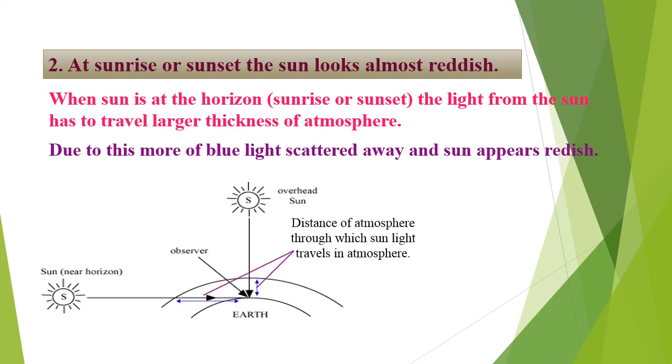See the distance of the atmosphere through which the sunlight travels. At midday, the distance traveled through the atmosphere to the earth's surface is less, and at the horizon the distance traveled becomes more. In that case, the other colors are scattered more, and the red color, which has the maximum wavelength, is the least scattered.